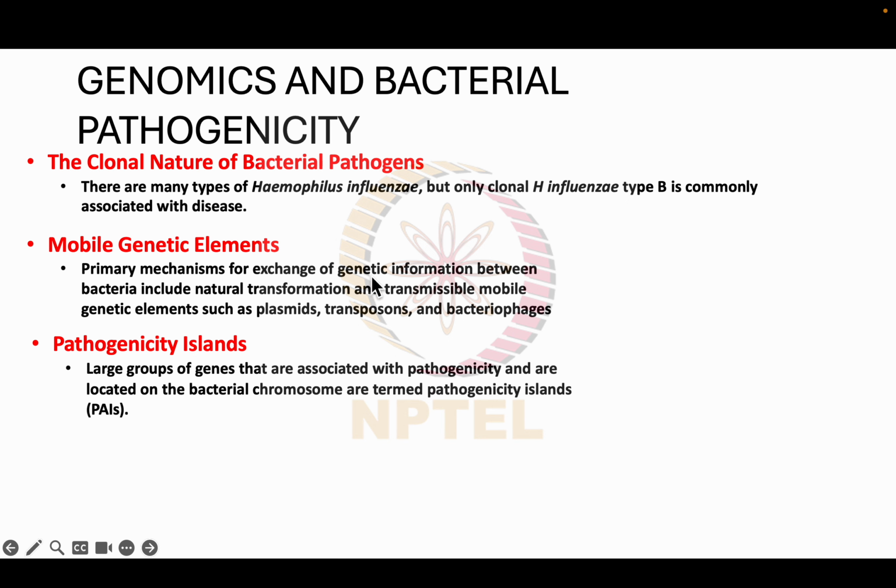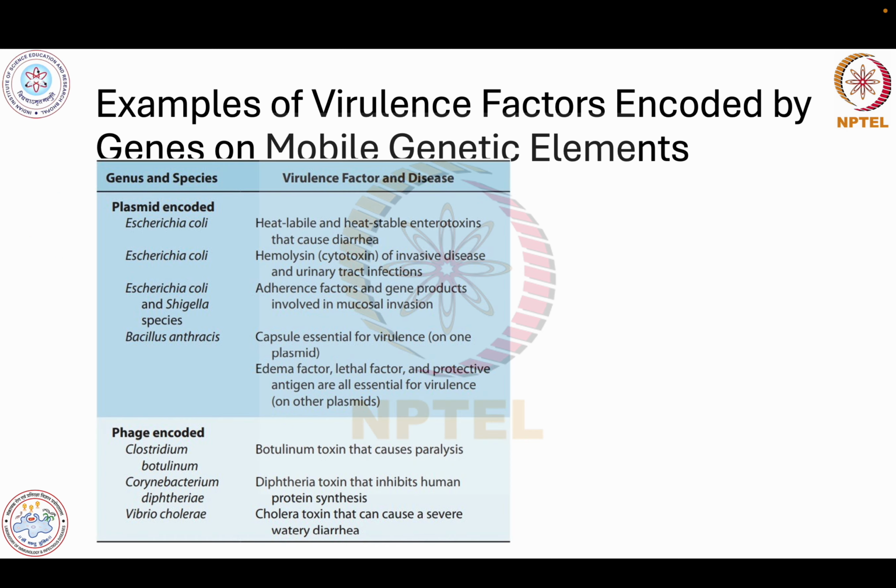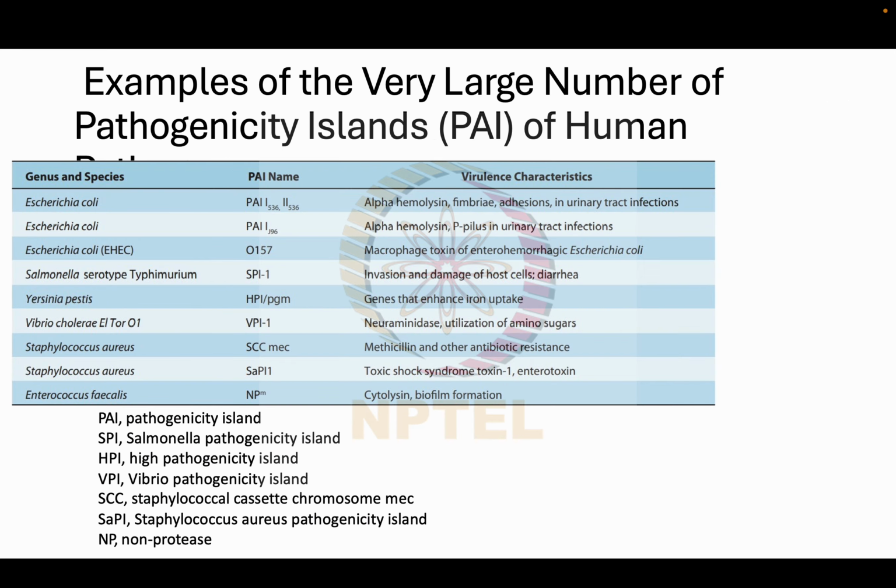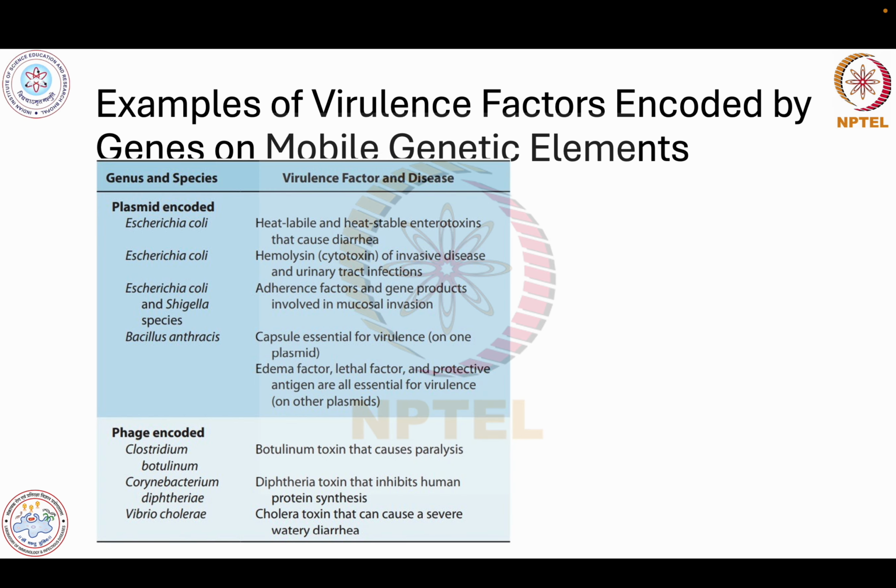Primary mechanisms for exchange of genetic information between bacteria include natural transformation and transmission of mobile genetic elements such as plasmids, transposons, and bacteriophages. Large groups of genes that are associated with pathogenicity and are located on bacterial chromosomes are termed pathogenicity islands. Examples of virulence factors encoded by genes on mobile genetic elements: plasmid-encoded E. coli virulence factors, heat-labile and heat-stable enterotoxins that cause diarrhea.